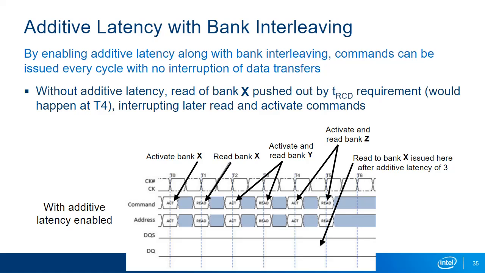As such, after the initial CAS latency for retrieving data from bank X, the data from banks X, Y, and Z arrive back at the controller without any interruption between them. The controller's ability to perform additive latency along with bank interleaving take advantage of how DDR4 memory can be accessed while still meeting all external memory timing requirements.